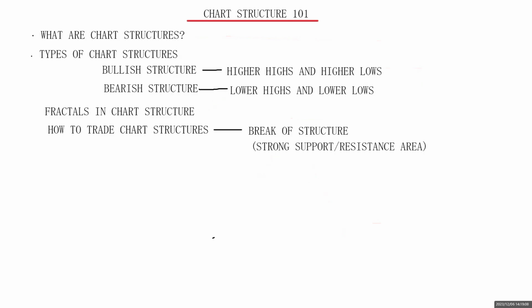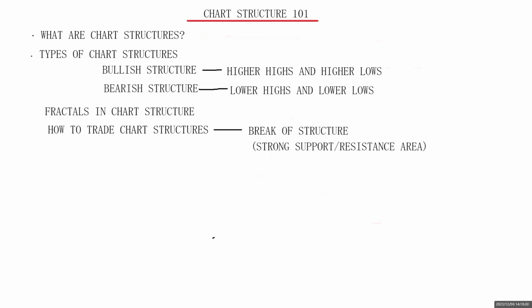Okay, but if I see a break of structure on a strong support and resistance area, this lets me know that there's a probability that this strong support or resistance area is going to hold. And of course, there are also times that a break of structure doesn't happen and price respects that area. But my only criteria for entry is that I must see a clear break of structure. Okay, this is very important.